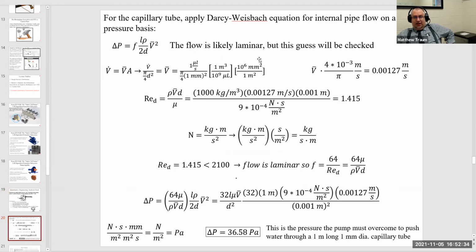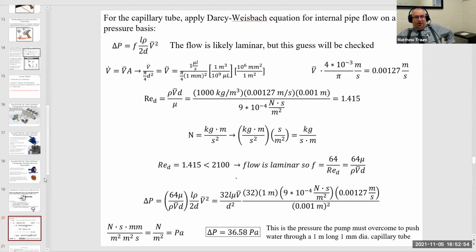They decided the flow is likely laminar, so they went through the process to calculate the Reynolds number based on a volume flow rate, the Reynolds number, and determined the Reynolds number is much, much smaller than the turbulent transition regime. And so the fluid flow is very likely laminar.